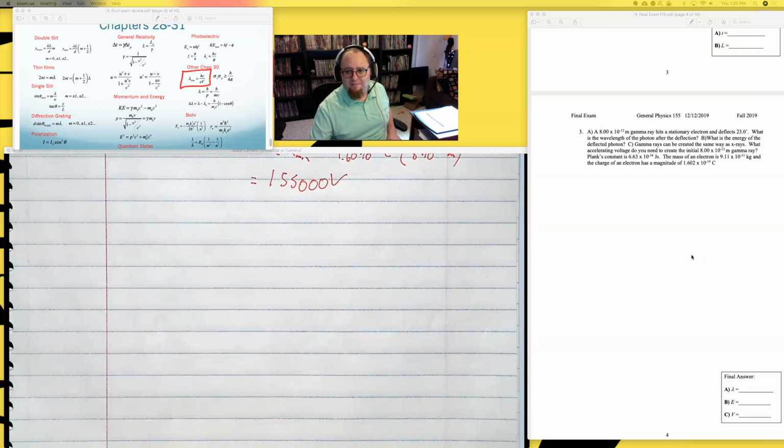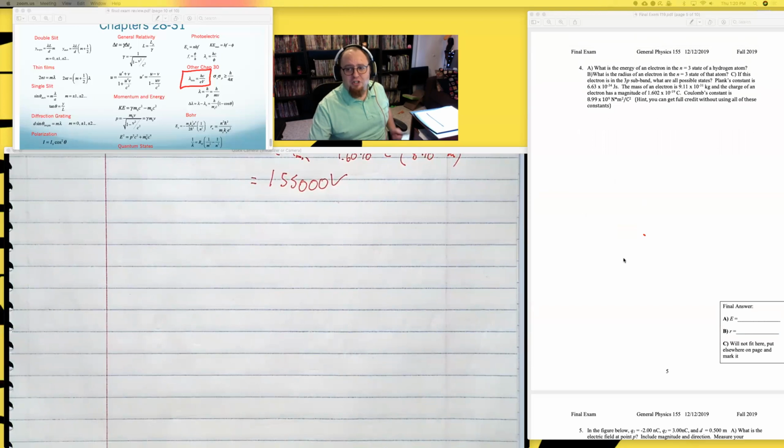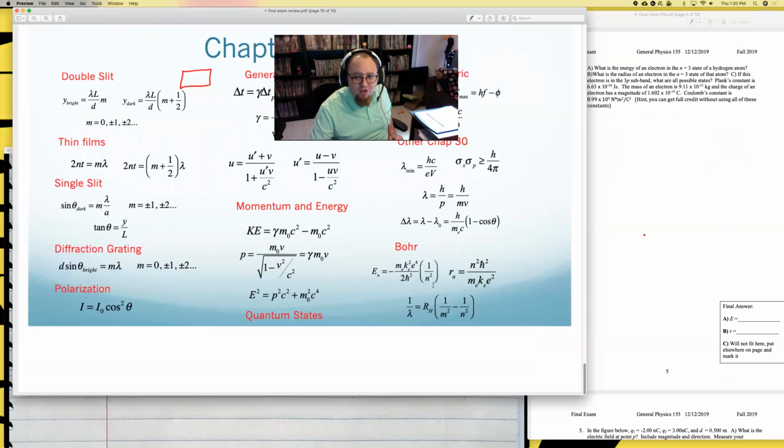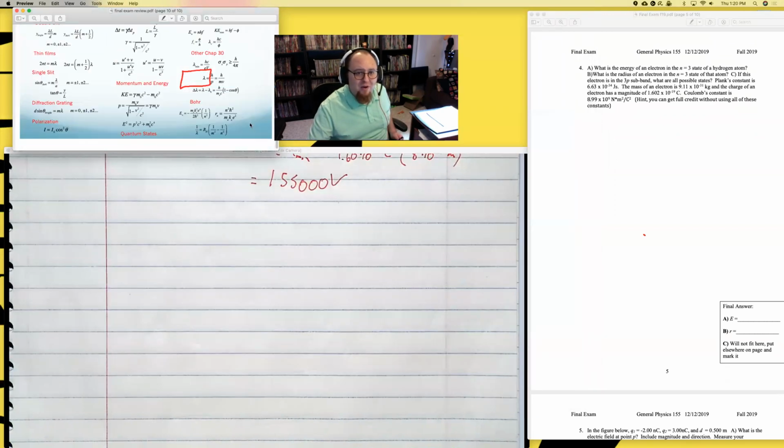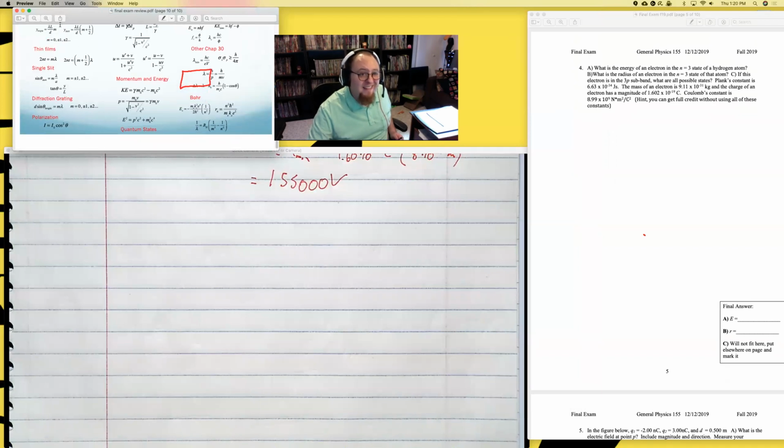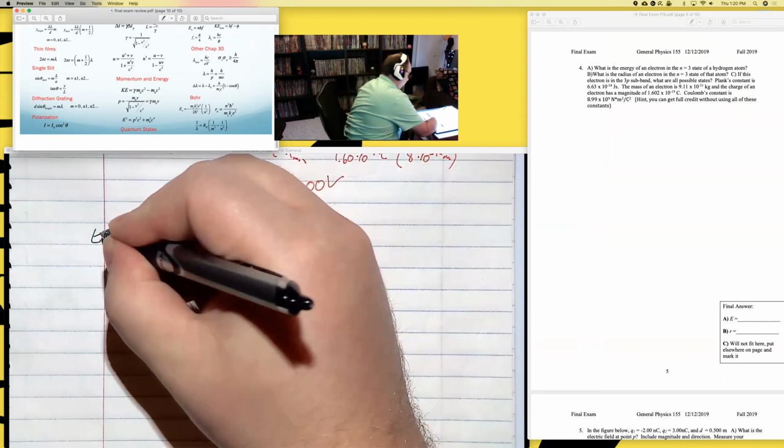The next problem will be from chapter 12. And here's the good news about chapter 12. It has very few equations. And these equations look ugly. But everything but the n squared in both of them is constants. So no matter how ugly they look, they're really not that bad because it's all constants. And it says, what is the energy of an electron in the n equals 3 state of hydrogen?